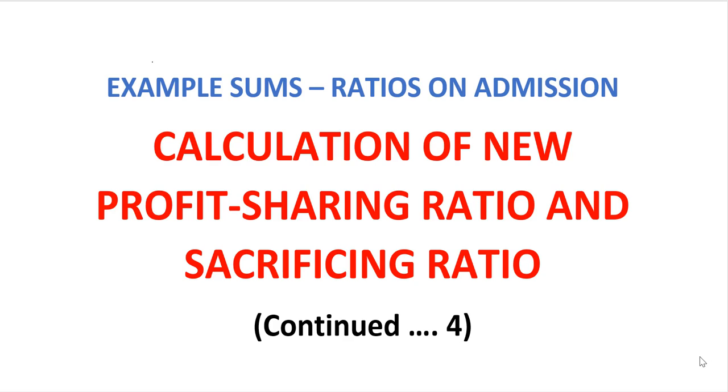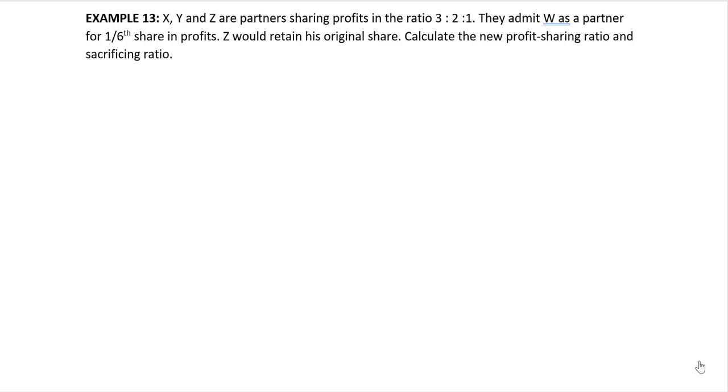This is the fourth and final continuation video in the series for calculation of new profit sharing ratio and sacrificing ratio on admission of a partner. Let's go to example 13. X, Y and Z are partners sharing profits in the ratio of 3:2:1. They admit W as a partner for 1/6 share in profits. Z would retain his original share. Calculate the new profit sharing ratio and the sacrificing ratio.